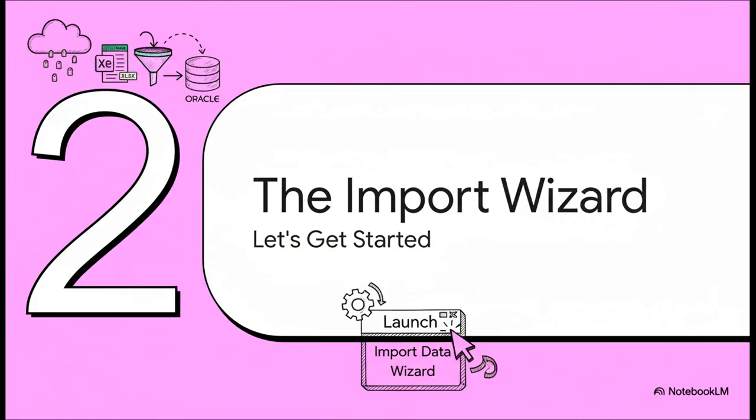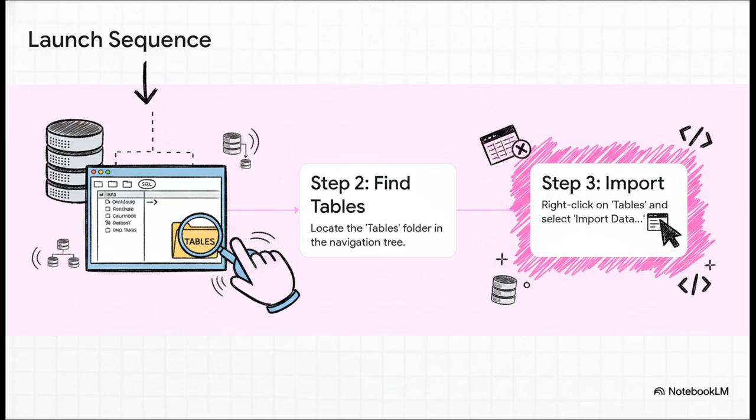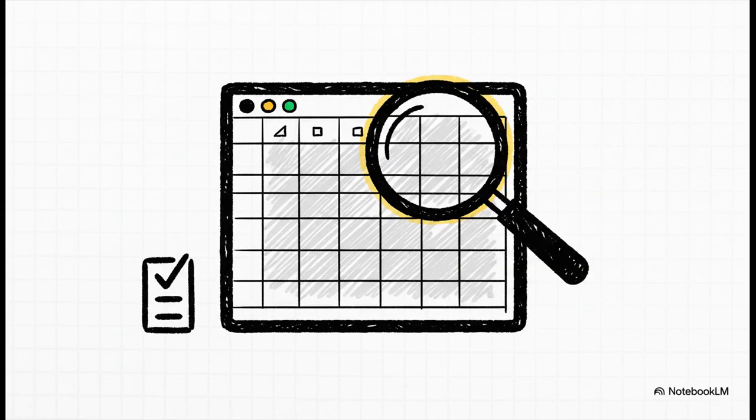First things first, we need to fire up the Import Data Wizard. Honestly, it's a super simple 3-click process. So once you're connected to your database in SQL Developer, just look at that navigation tree on the left side. Find the Tables folder, give it a right-click, and from that menu you just select Import Data. Boom, you're in.